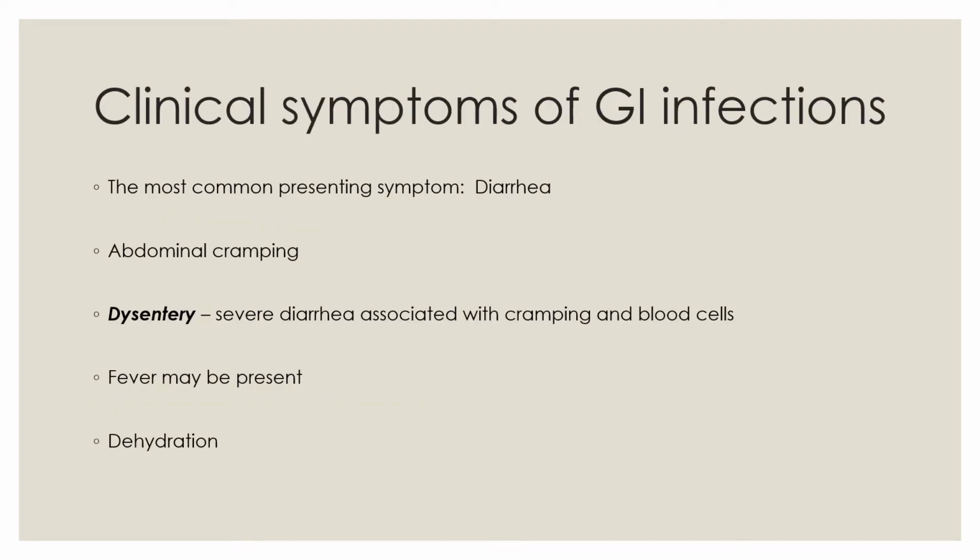The clinical symptoms of a gastrointestinal infection are actually many. The most common presenting symptom is diarrhea, but again, it really depends on what type of gastrointestinal infection you have. It could be bacterial, or it could be parasitic, or it could be viral. Abdominal cramping is another symptom associated with gastrointestinal infections. Dysentery, which is basically a term that means severe diarrhea associated with cramping and blood cells in the stool. You may have a fever and you may be dehydrated. Other symptoms that are common with gastrointestinal infections would be things like nausea and vomiting.